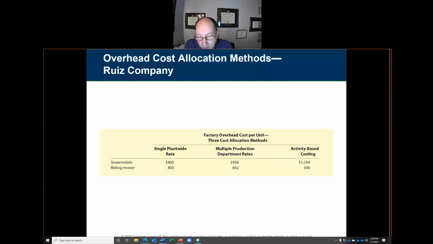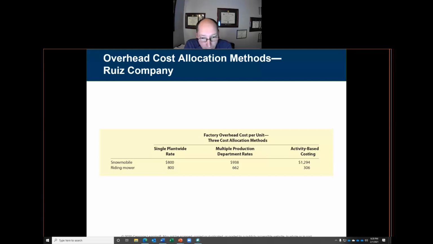Single plant-wide rate is very simple. You take the total factory overhead divided by the number of total hours that we expect to use. Multiple production department rate, we're taking the rate from each department and allocating it to the single units. And for activity-based costing, we're taking each activity, adding those up, and applying it to each unit, right?